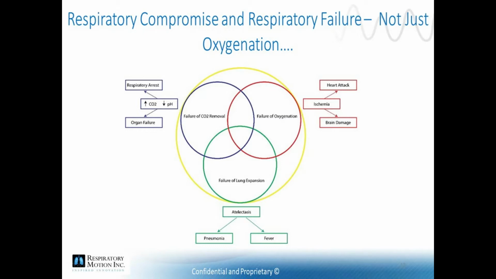Respiratory compromise is more than hypoxia. Elevations in CO2 can lead to acidosis and organ dysfunction. Failure of lung expansion can lead to atelectasis, inflammation, and pneumonia. Very few patients have a primary problem with oxygenation. It is usually a problem with ventilation. When you use real-time monitoring of minute ventilation, you are provided a rapid assessment of patients' respiratory status, allowing clinicians to make immediate changes to the patient's course of care.